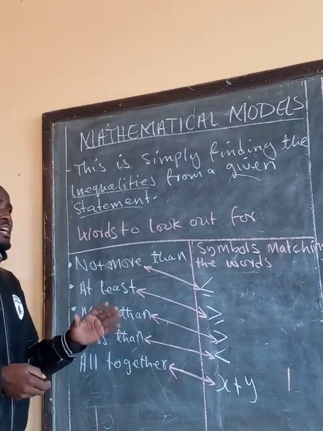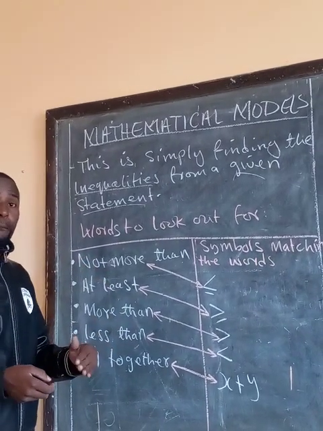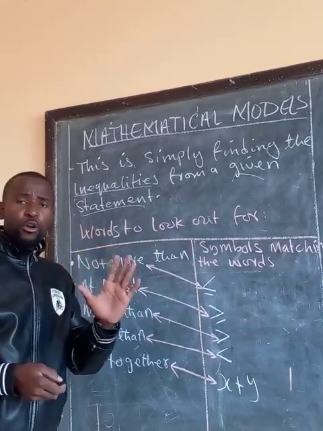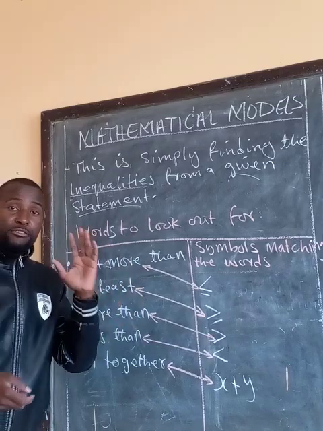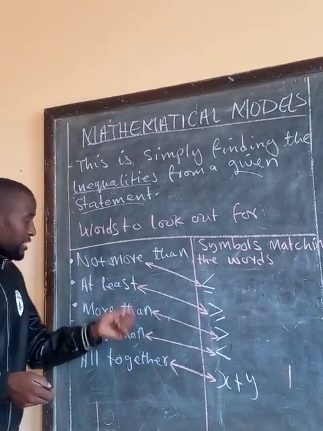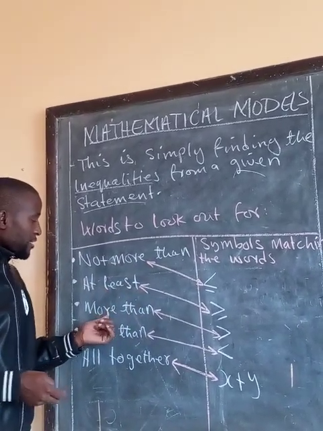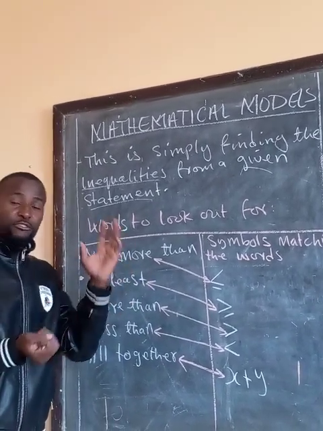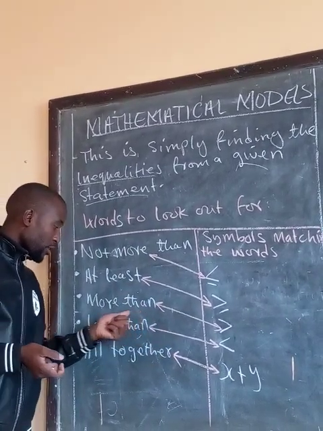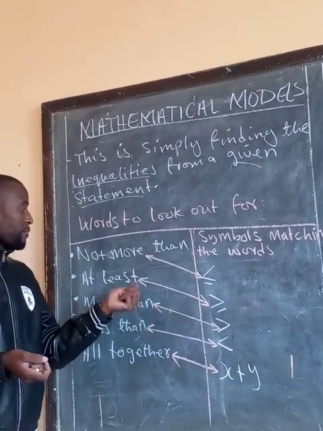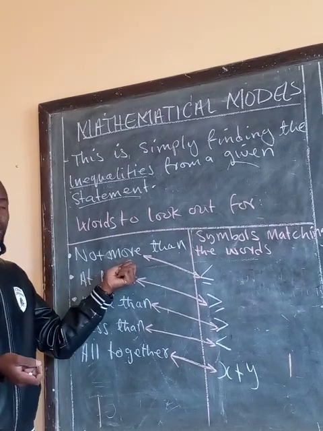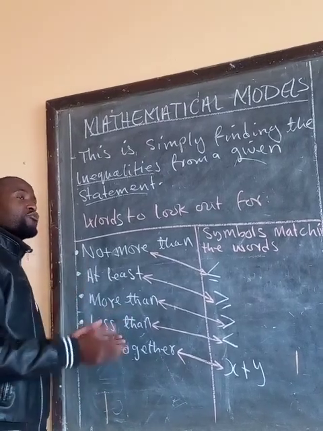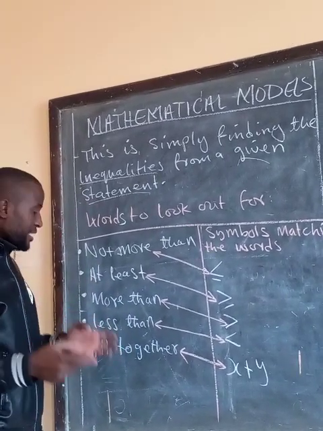Then we have more than. More than simply means it should not be equal to, but it should be more than. I say here is 5 kwacha, go buy me more than 5 lollipops. You are not going to buy 5 lollipops, but you are going to buy 6 or more lollipops. If you buy 5 lollipops, then you are not applying this concept. Hence, more than means it should not be equal to, but it should be greater than the number asked.